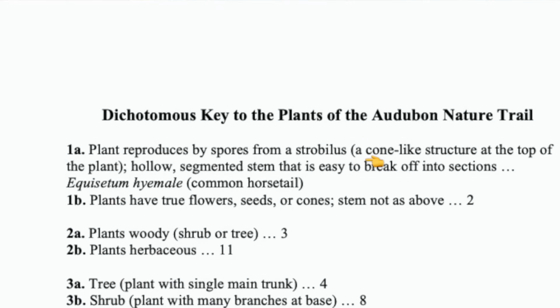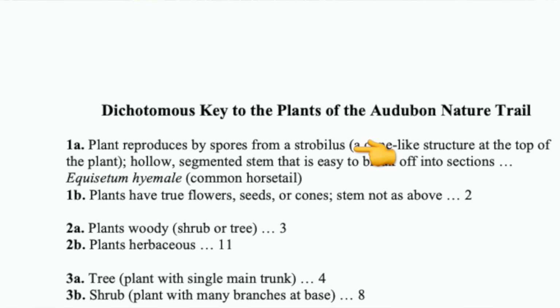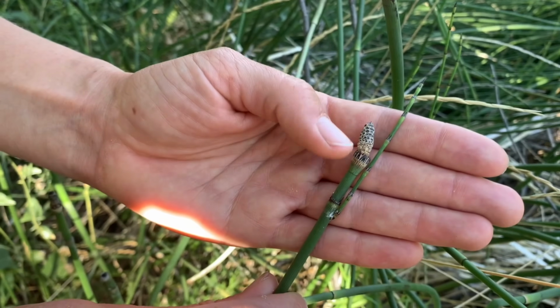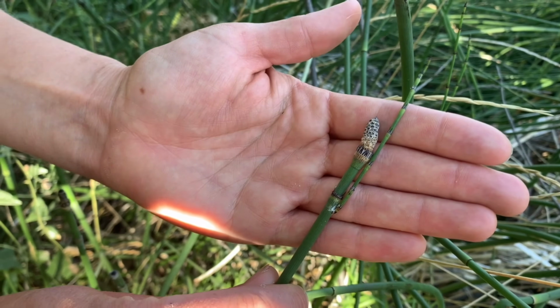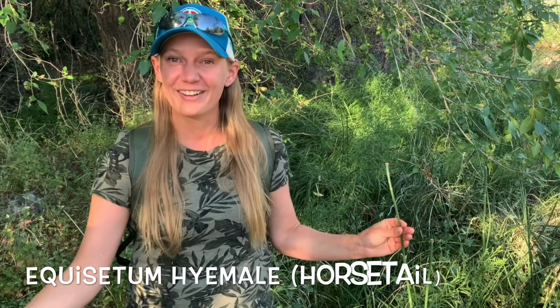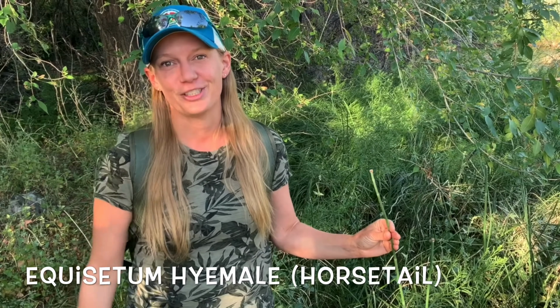All right, here we have another very unique plant to riparian ecosystems, and this is one that's going to be very easy for you to identify on the dichotomous key, because in the first step, the key asks, does the plant have a strobilus? If you take a close look at this plant, it does! I found a strobilus! So we have identified a horsetail from the very first step.